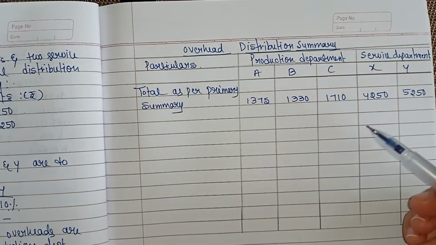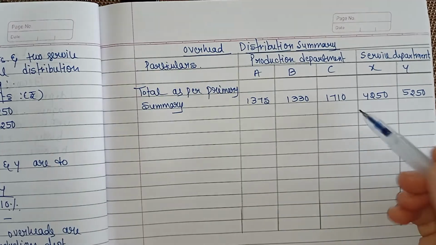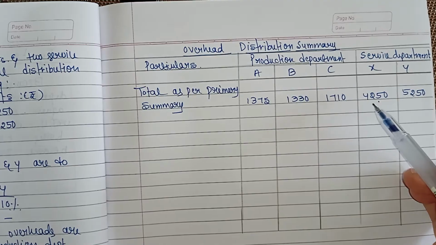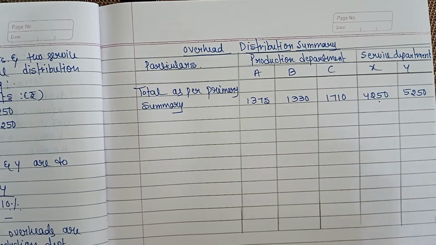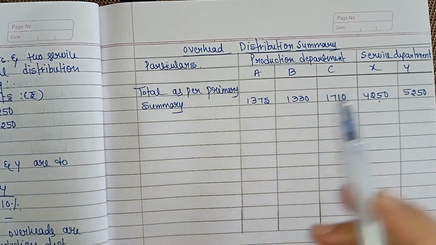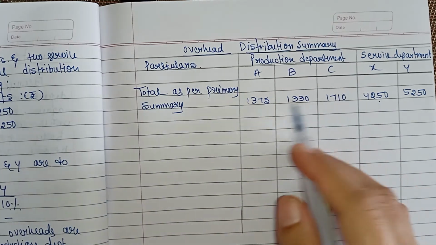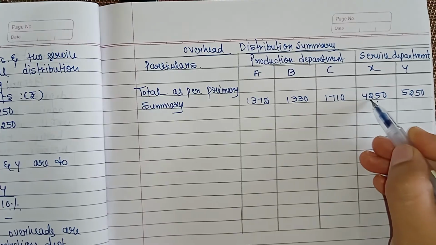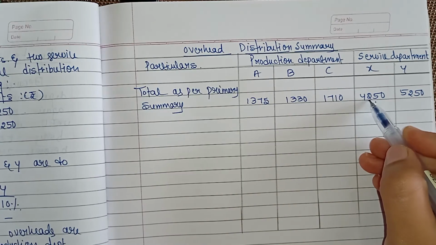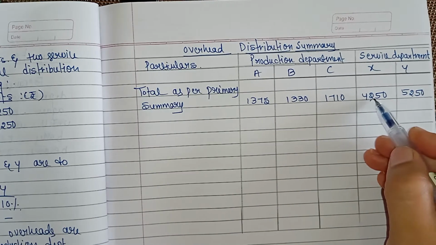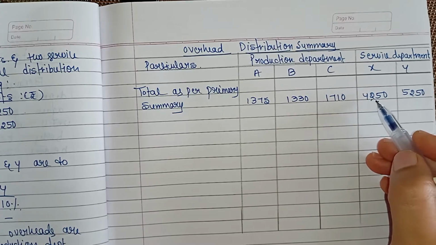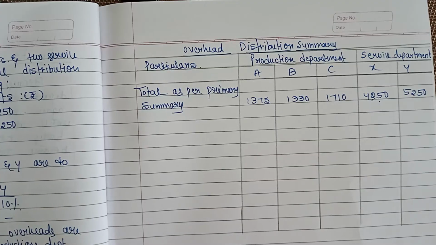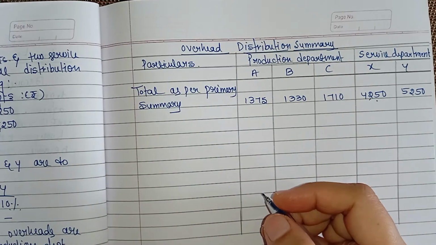First we distribute department X overhead, that is rupees 4250. Listen very carefully. First what we have to do? First we need to write down the overheads as per the primary summary. After that we distribute department X overhead, that is rupees 4250 to A, B, C and service department Y according to the given ratio.